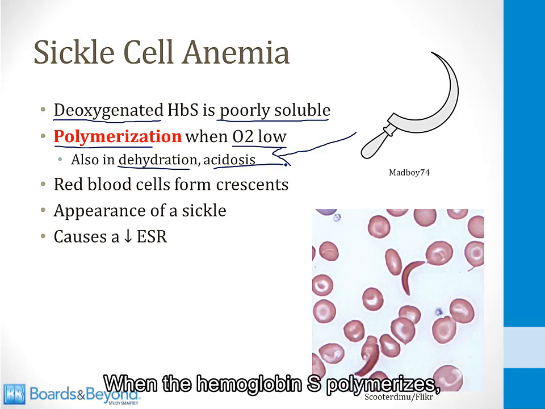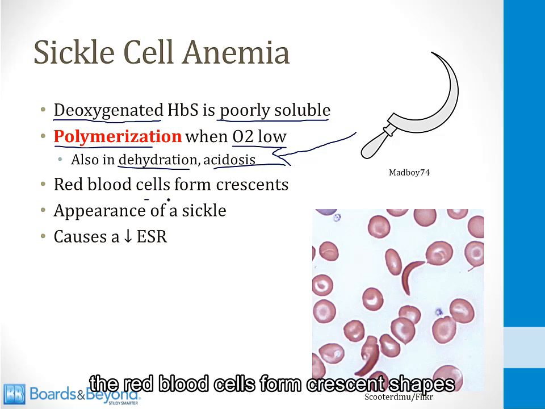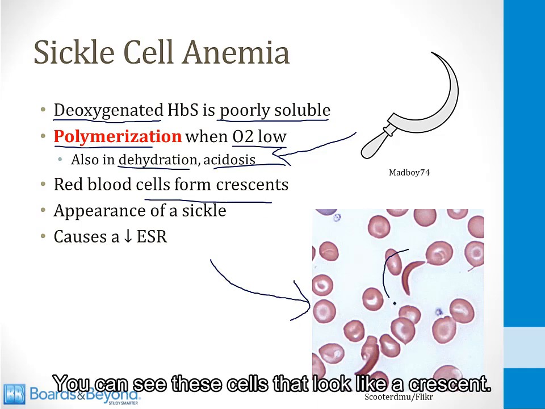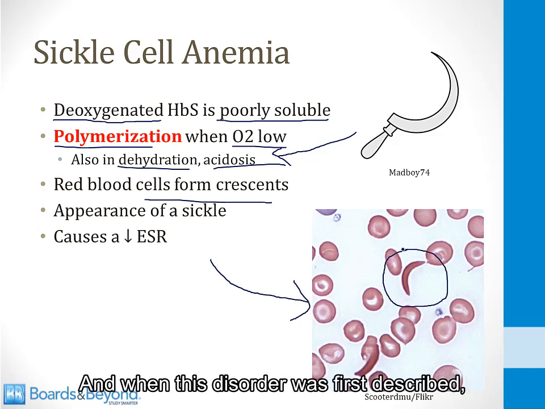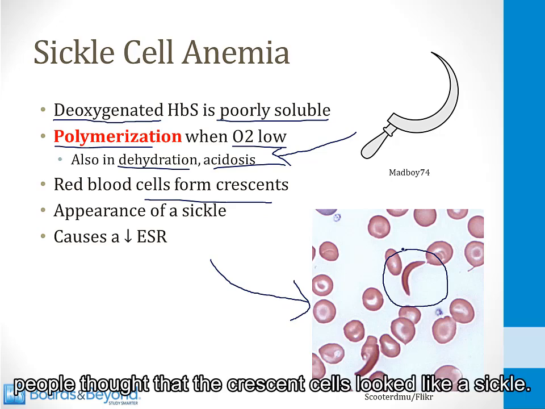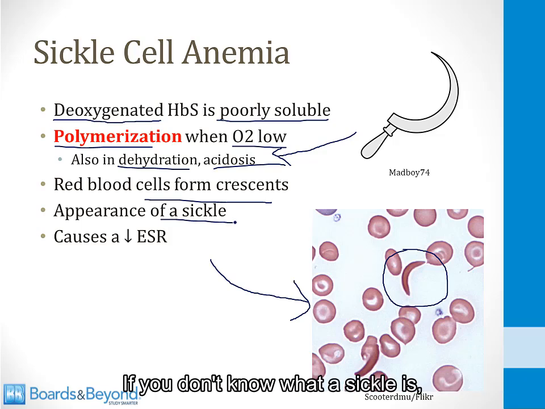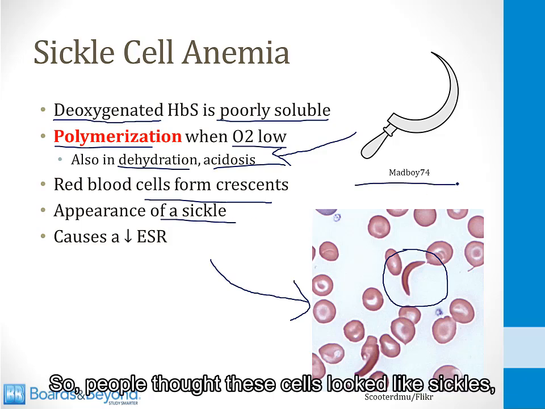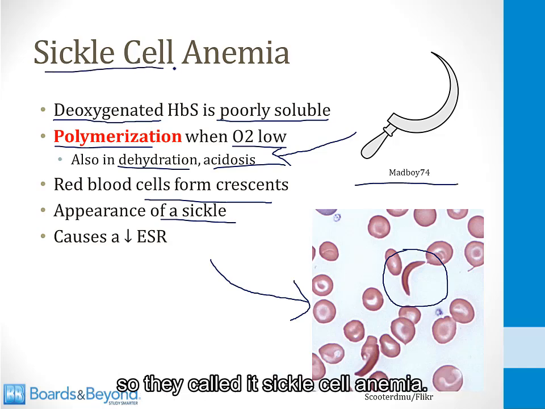When the hemoglobin S polymerizes, the red blood cells form crescent shapes in the peripheral smear. This is a picture of sickle cells shown on the screen. You can see these cells that look like a crescent. When this disorder was first described, people thought that the crescent cells looked like a sickle. If you don't know what a sickle is, it's a farming instrument used to chop down wheat. So people thought these cells looked like sickles, so they called it sickle cell anemia.